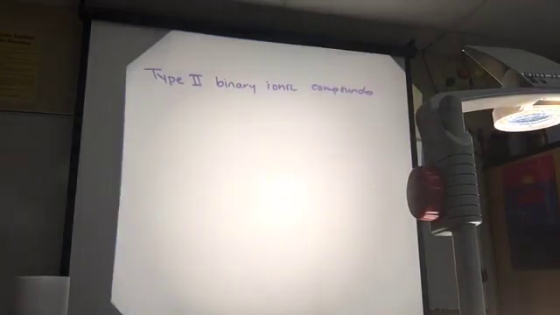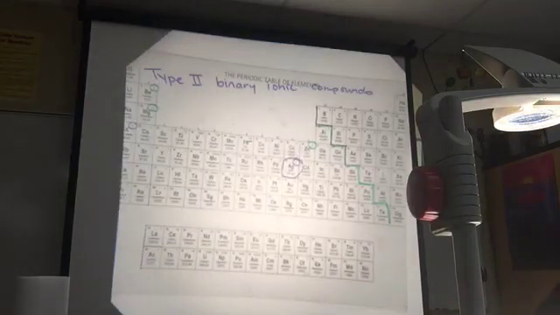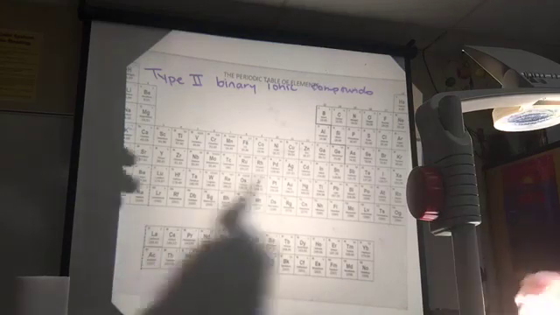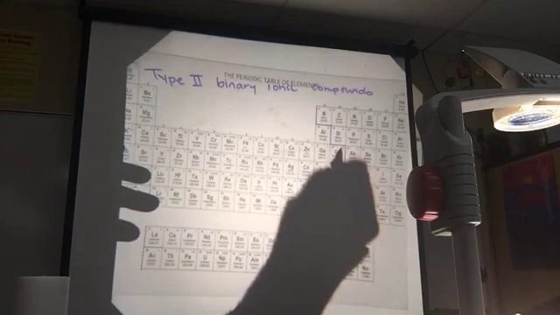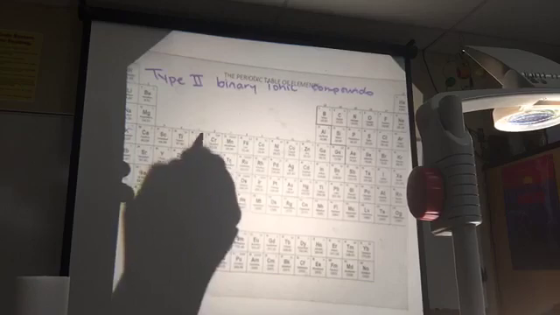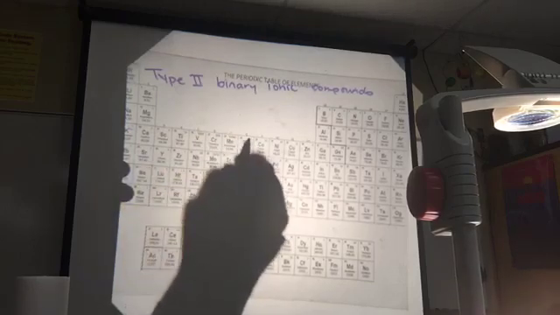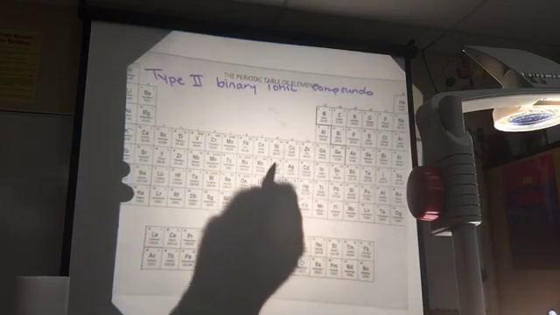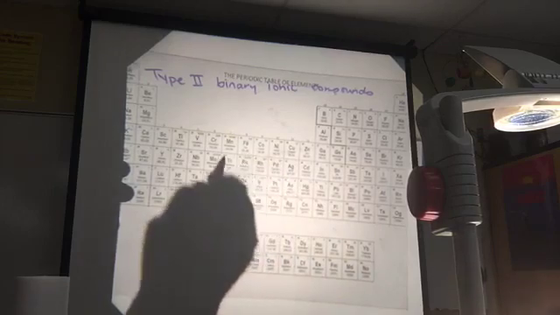Now, I want you to take your periodic table and look at it. Let me erase some of these marks. Take a highlighter or a colored pencil and find the metals with more than one charge, like germanium, thallium, vanadium, chromium, manganese. Highlight them. So next time you look at your periodic table, you can immediately tell these are what we call type 2 metals.